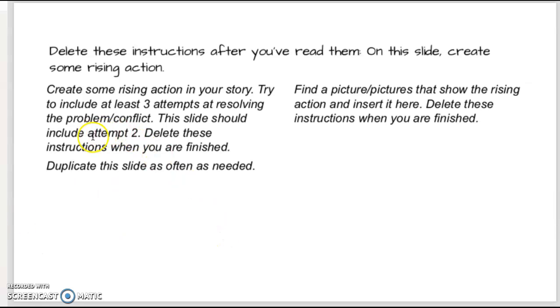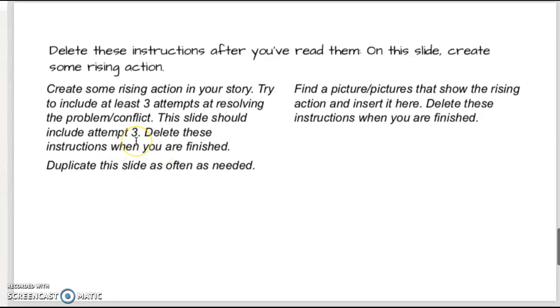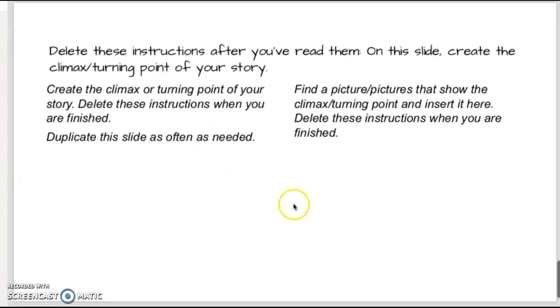This next slide is attempt number 2, and the following slide is attempt number 3. So your character in total should have 3 attempts at resolving the problem or conflict. Then you are to create the climax or turning point of your story. So this should be what everything is building towards. Characters are going to be running into the primary problem. They might reach a breaking point. This is up to you. Again, if you need to duplicate this slide, you are welcome to.